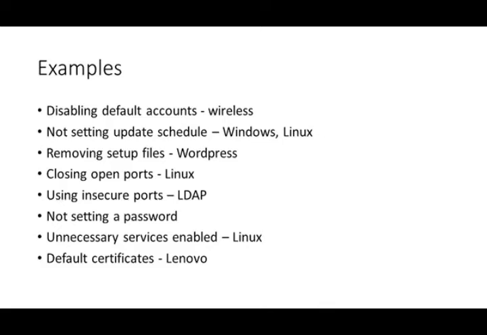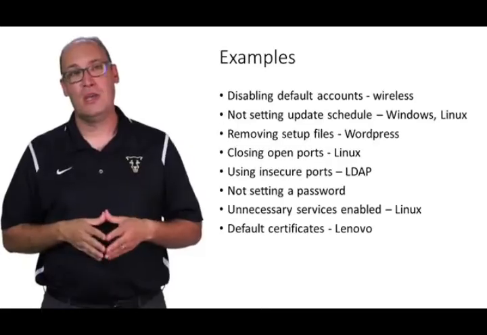Not setting a password is another thing. So anonymous access from an FTP server, for example. Or what about unnecessary services that are enabled? Do you want Bluetooth on a server in Linux or even in Windows? Yes, it's probably there, but that opens up a hole for somebody to break into. Default certificates. There was an issue a few years ago with Lenovo where there was a third-party certificate installed that actually allowed access to the entire system.